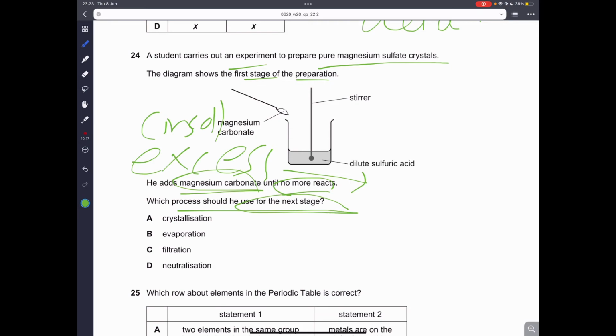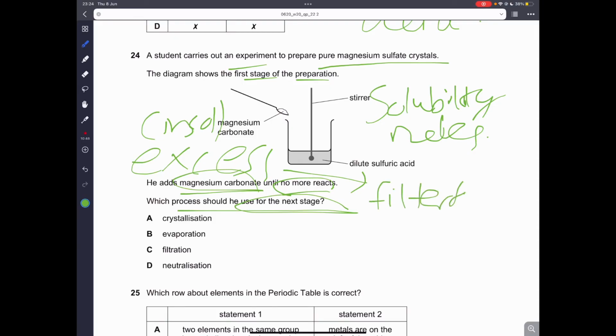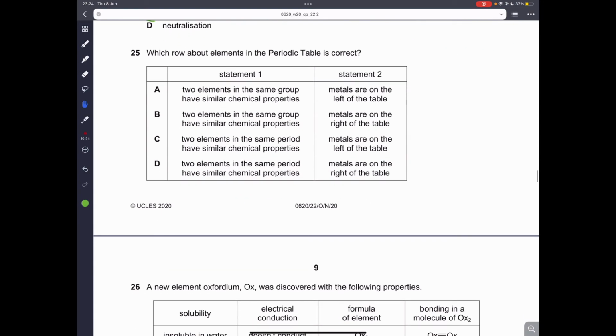By the way, magnesium carbonate is insoluble. You have to know your solubility rules. It is very important to nail your chemistry paper, so please take note of your solubility rules. So he adds excess. That is something that you have to figure out from the question: until no more reacts, which means basically he adds excess. And how do we remove this insoluble excess? Well, we use a filter funnel, and this method is called filtration. Therefore, C is the next step.